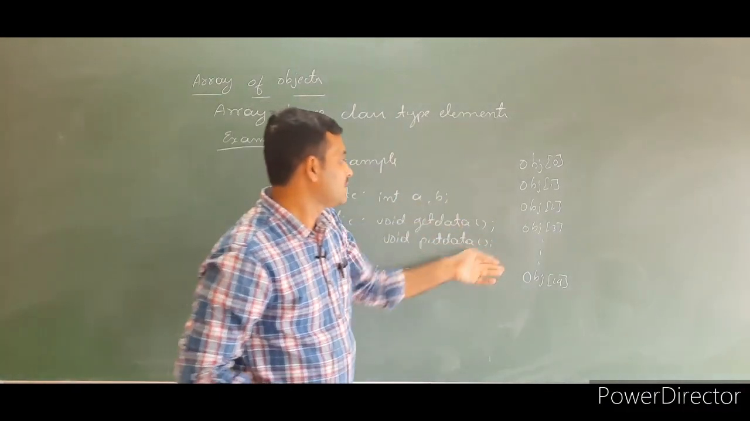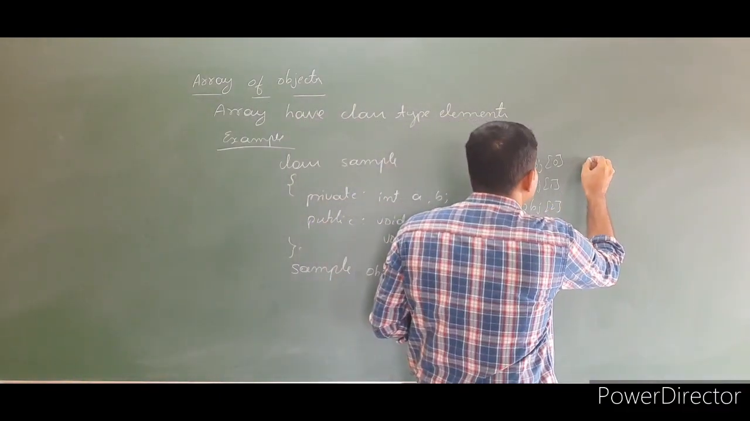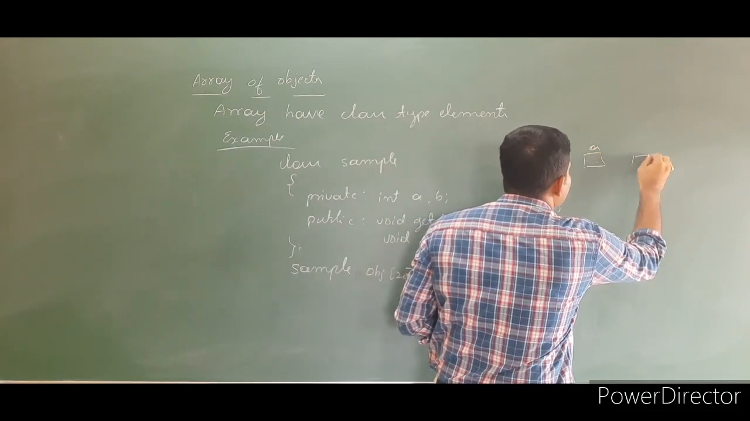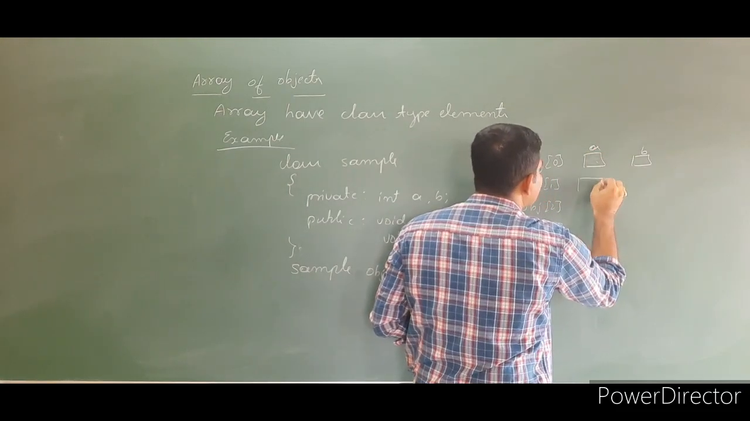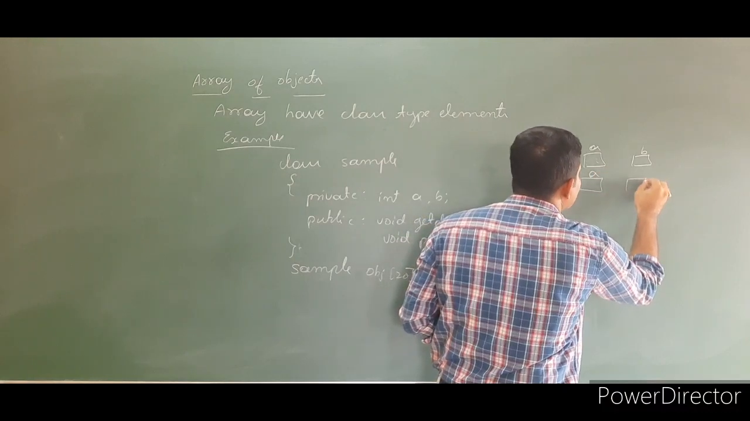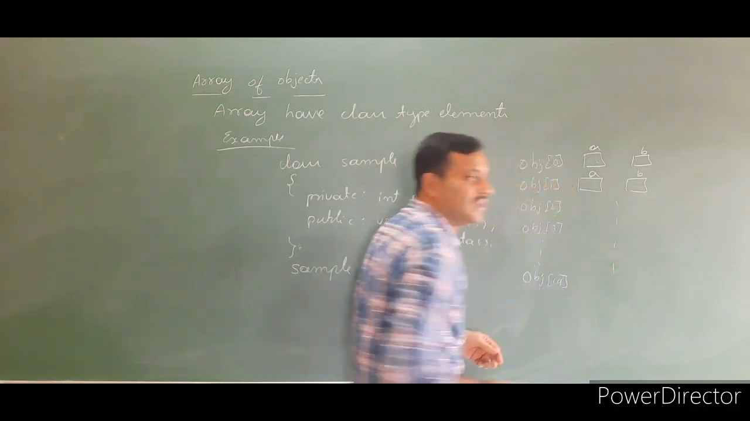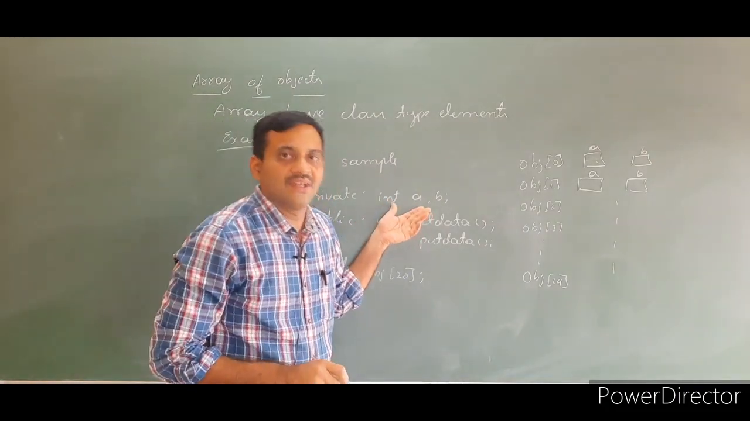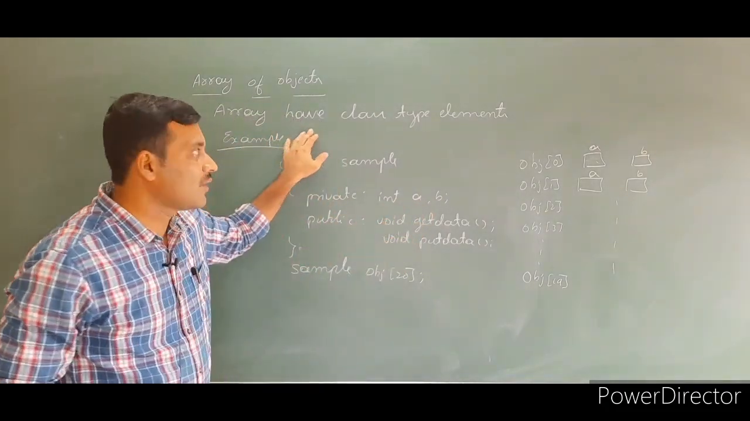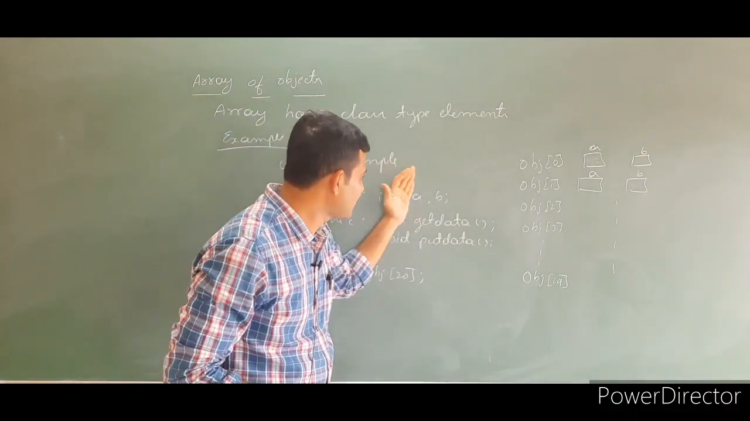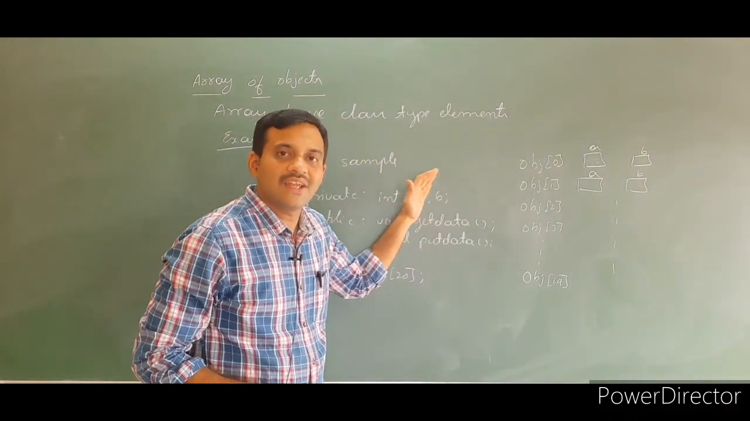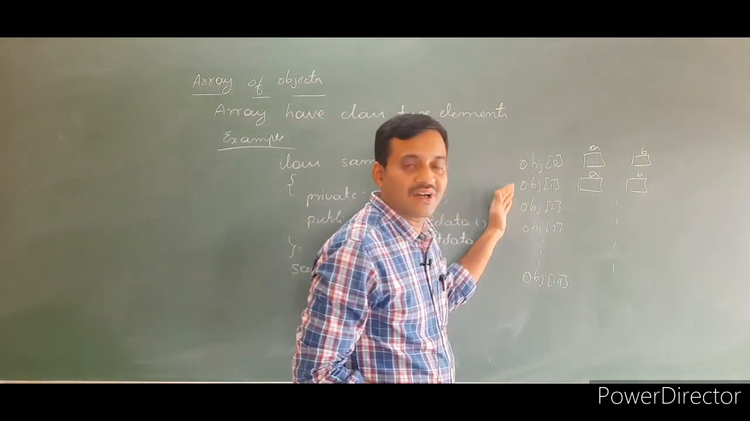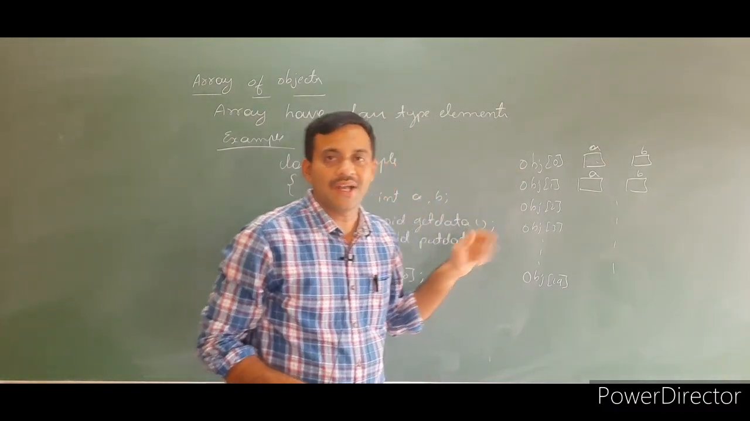Then each element reserves memory for a and b. Here there is memory for a, then memory for b. Similarly, obj[1] also has memory for a, then memory for b, and so on. Each object reserves memory for the data members. Hence it is an array with class type elements. Here the elements are a and b, and these member data are reserved in each object. All objects are uniquely identified.